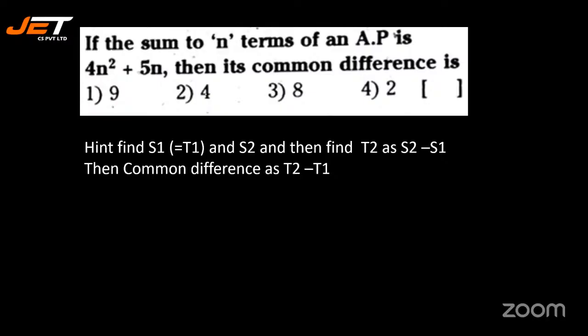If the sum to n terms of an AP is 4n squared plus 5n, then what is its common difference? So we have to find S1 and S2 and then find T2 as S2 minus S1. Then the common difference will be T2 minus T1. All right, students, so just find out S1. Sum to n terms, Sn is equal to n by 2 into 2a plus n minus 1 into d, right? And with that, we'll find out S2. S2 minus S1 we will find, and then the common difference will be that, which is 8.